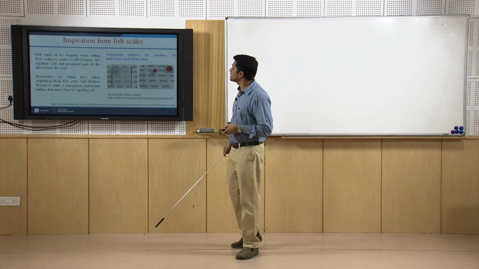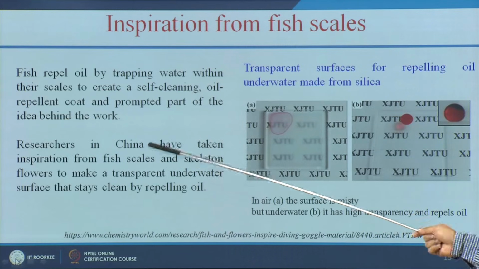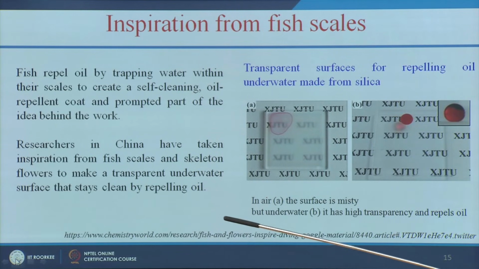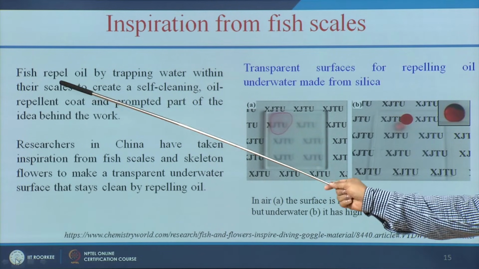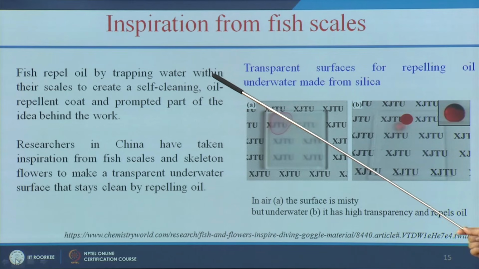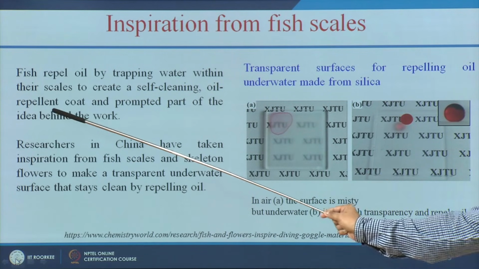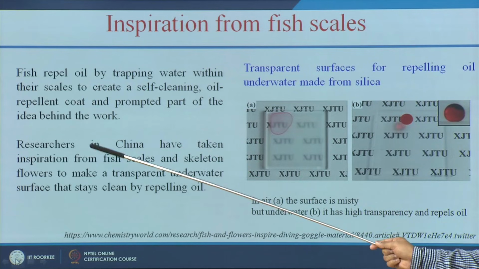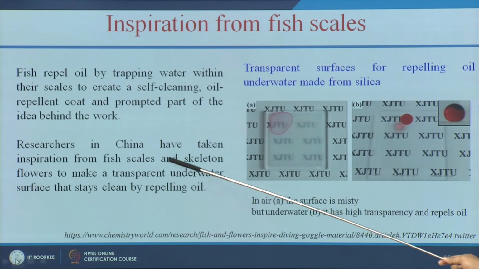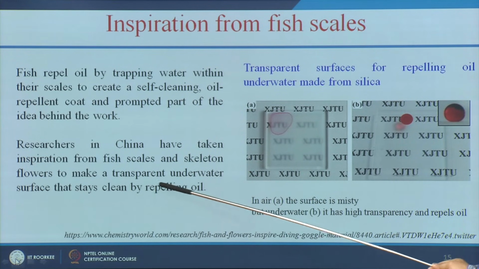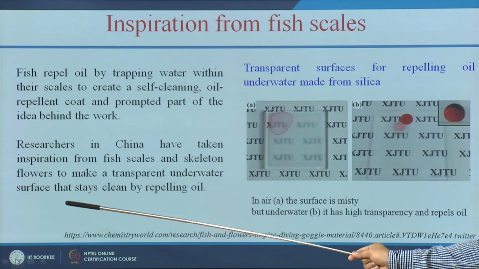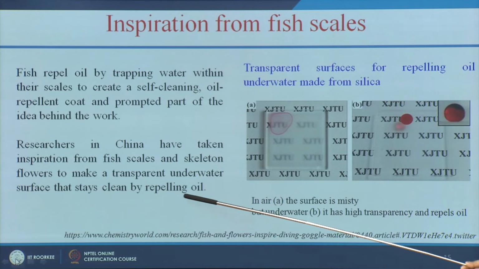So another idea is Chinese researchers, they got the idea from the fish. So what kind of idea did they get? Usually the fish repel oil by trapping water within the scales to create a self-cleaning and oil repellent coat. So they got the idea from the fish and skeleton flowers to make such kind of transparent underwater surface that stays clean by repelling oil.